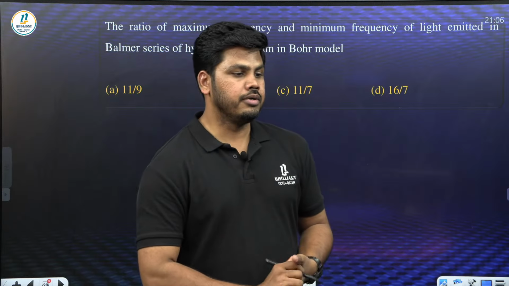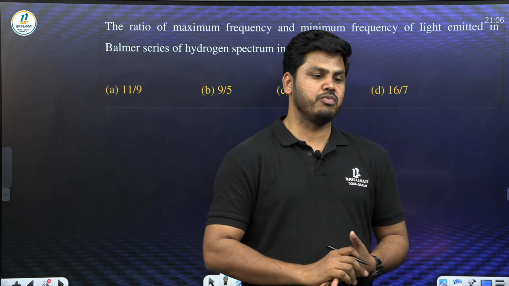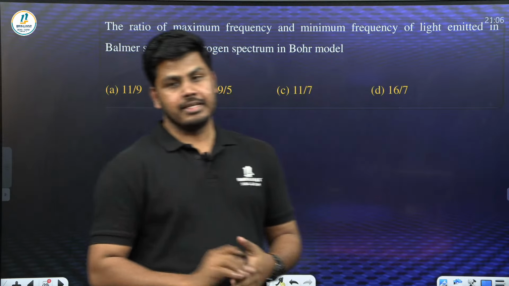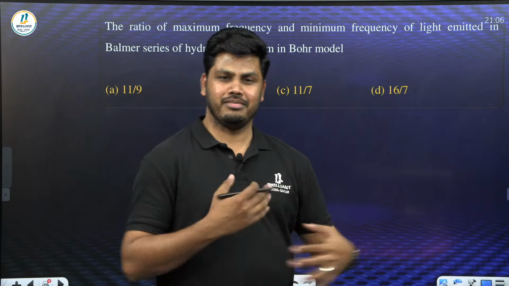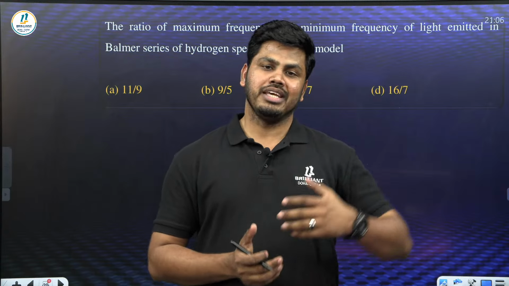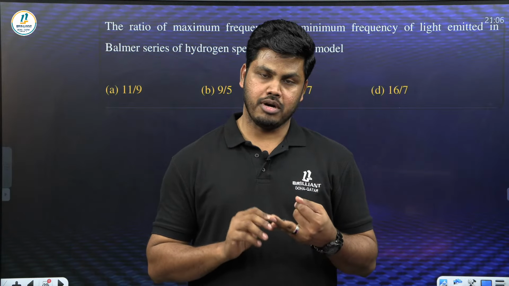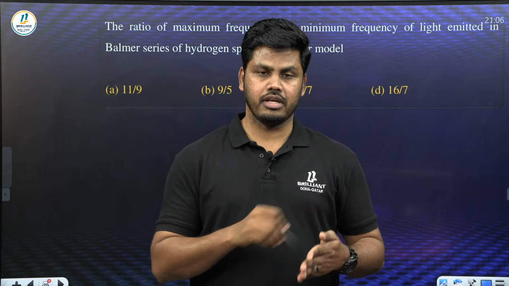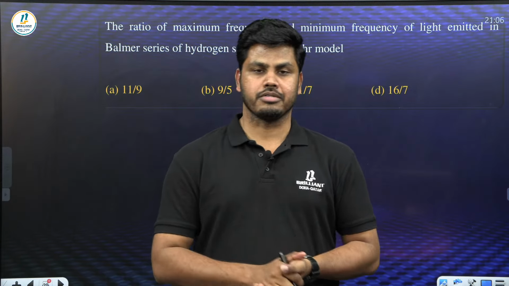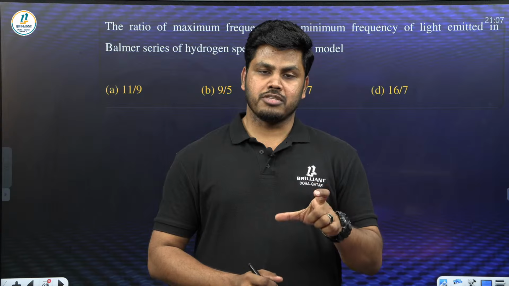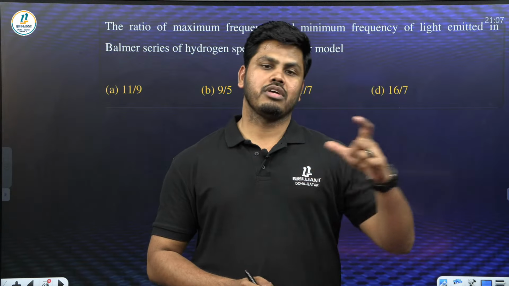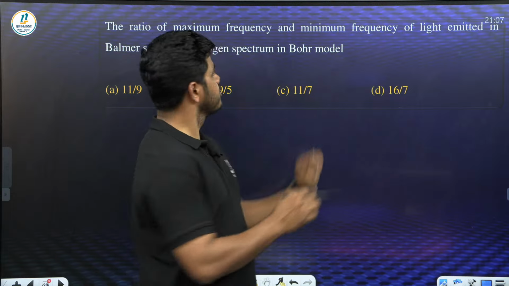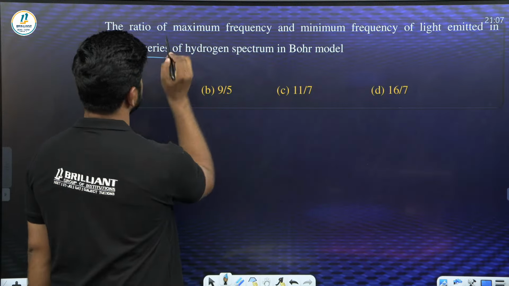The ratio of maximum frequency and minimum frequency of light emitted from the Balmer series of hydrogen spectrum is. See, this is also one of the important types of questions. In a given series, we have Lyman series, Balmer series, Paschen, Brackett, and Pfund series, and we learned that in detail, like how this transmission happens. So in each series, what is the lowest wavelength and what is the highest wavelength? Most of the time, we will be asked to find a ratio, like in this question. And specifically in this case, it is the Balmer series.